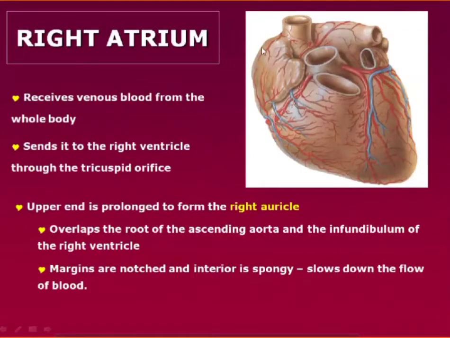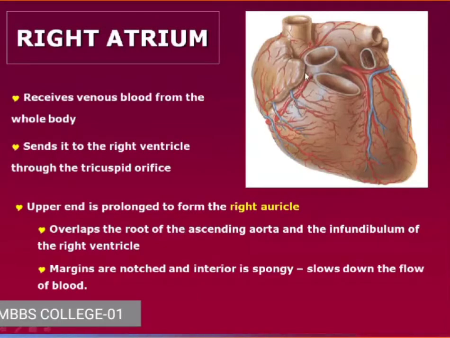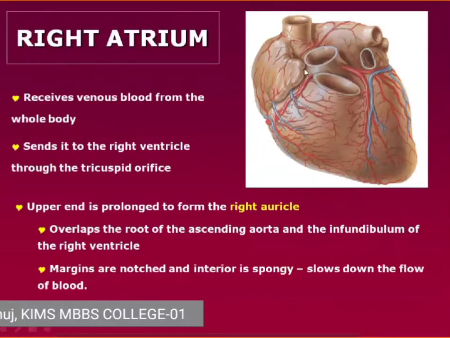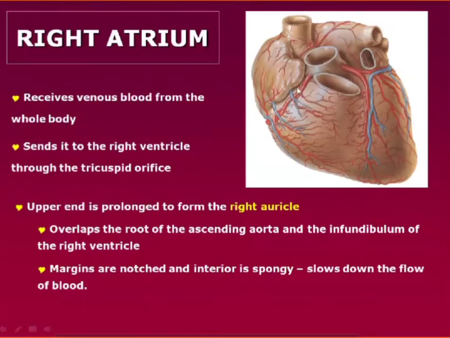And also the right atrium forms the right border of the heart. And there is a sulcus. What is the sulcus? The right anterior atrioventricular sulcus or the coronary sulcus. So this divides the right atrium from the right ventricle.